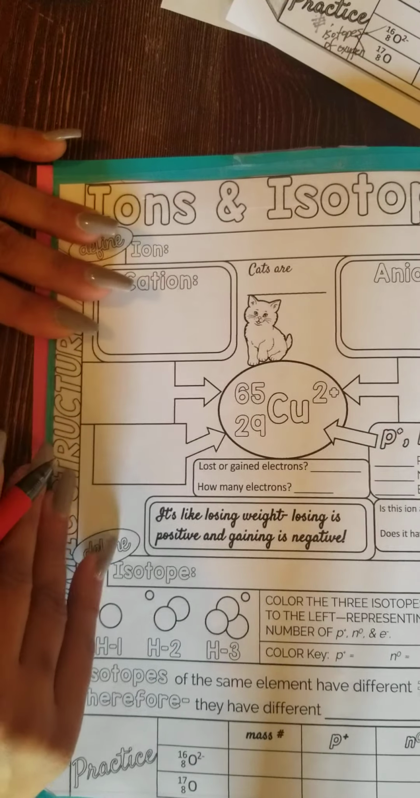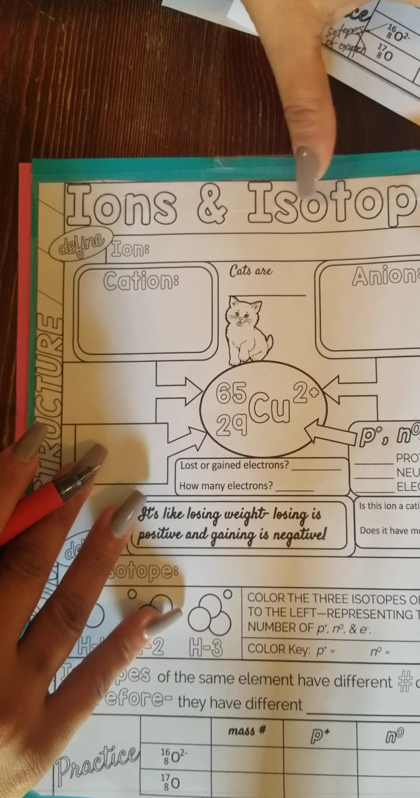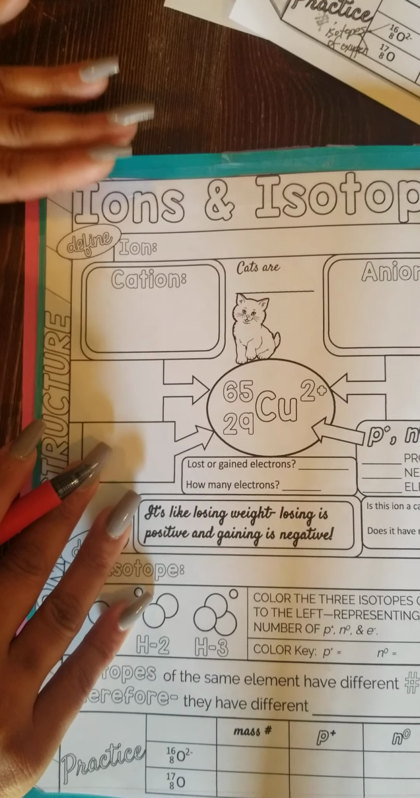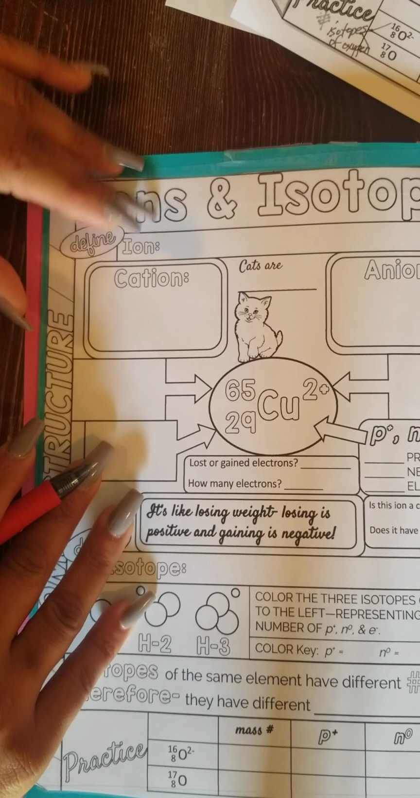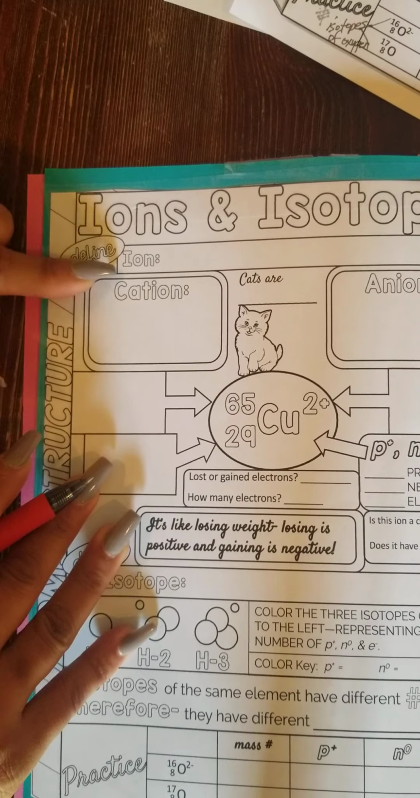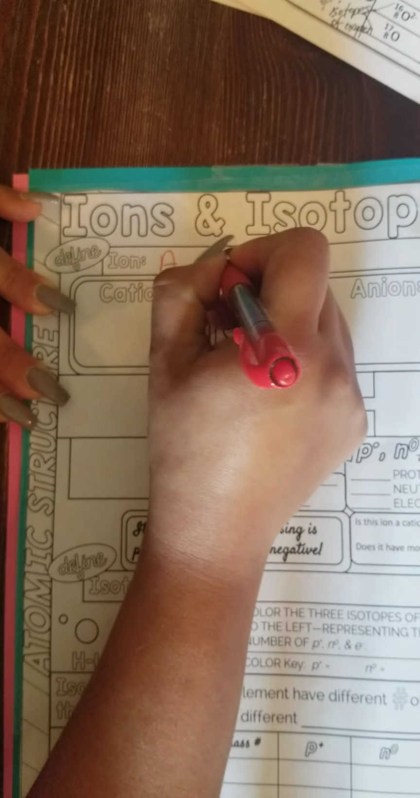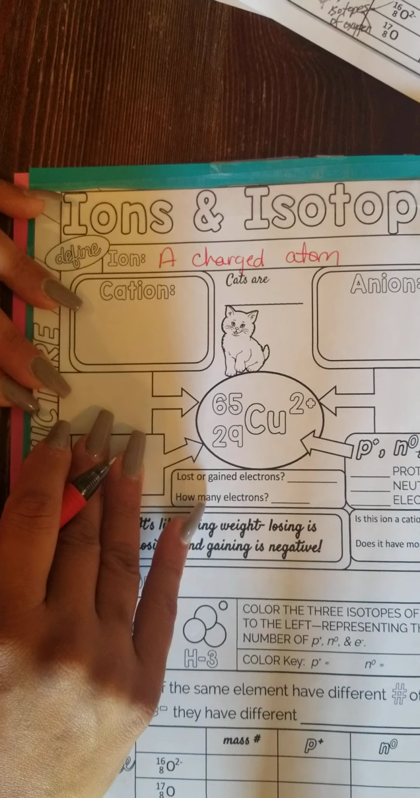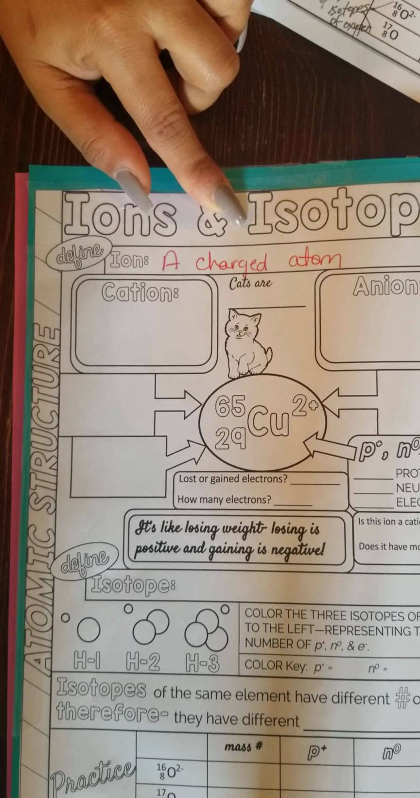So let's go ahead and begin on this side. Ions and isotopes. Isotopes is a definition or a word that's in our notes that we've discussed during lecture. Ion is a new word. So I've talked about the word ion briefly on the previous page. It says here, what is the definition of the word ion? Ion is a charged atom. And what does the word charged atom mean? It's a charged atom, meaning that it has a positive or a negative charge.